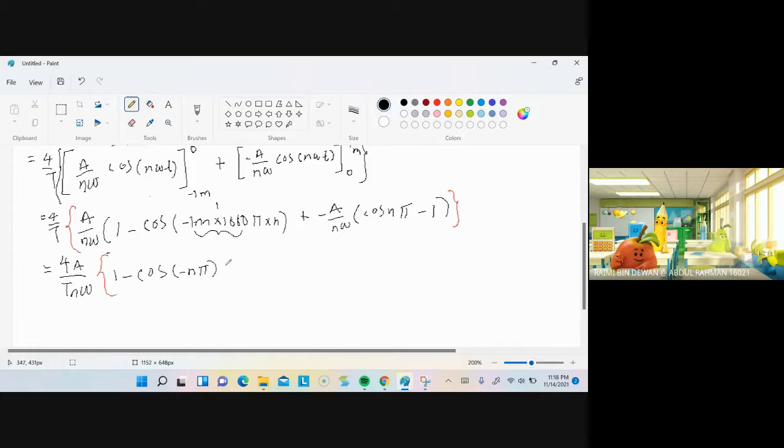And then you have plus, minus here is minus here. Minus, then you have cos n pi. And then this one is minus just now, right? Minus minus becomes 1. And then close brackets.